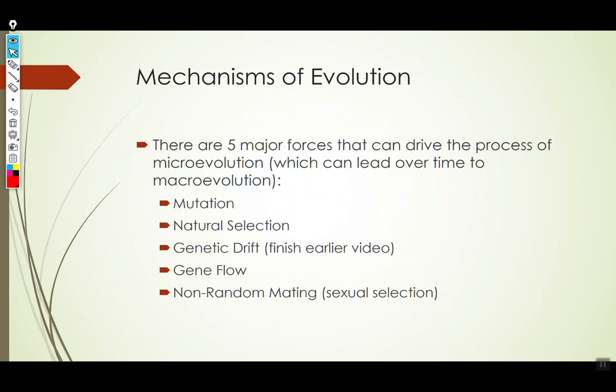Alrighty, so there's five major forces that drive macroevolution and microevolution, and these are them. So we're going to talk about each of these in turn. The first one is mutation. And remember, mutation includes things like base substitutions, which is a kind of point mutation. Anything that changes the genetic code of an animal in a way that changes its phenotype is going to be capable of being acted on by natural selection. Natural selection, of course, is also at play here, as is genetic drift, gene flow, and non-random mating. So we're going to go through all of these one by one.